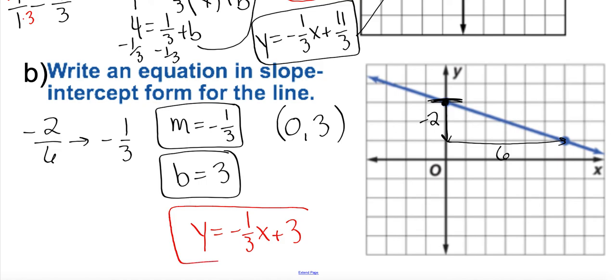Okay, so sometimes you have those nice y-intercepts that you can use to get the equation of the line. So my line is y equals negative 1/3 x plus 3. Okay, it has a slope of negative 1/3 and a y-intercept of 3.